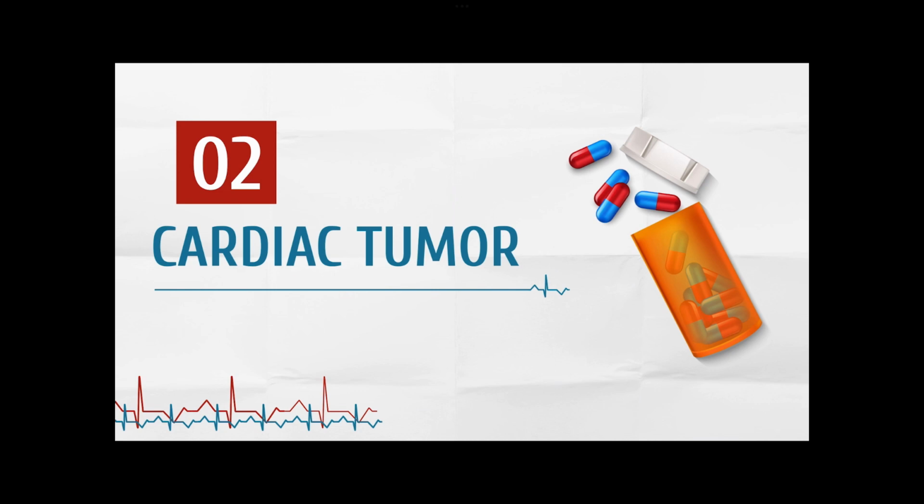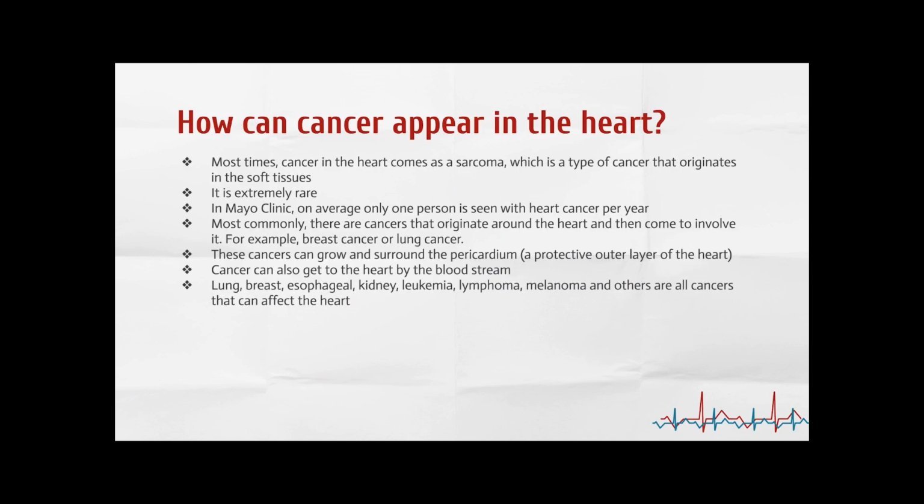So now let's talk about how cancer, like the cardiac tumor specifically, can appear in the heart. So most of the time, cancer in the heart comes as a sarcoma, which is a type of cancer that originates in the soft tissues. Heart cancer is extremely rare. For example, at Mayo Clinic, on average, only 1% of patients are seen with heart cancer per year.